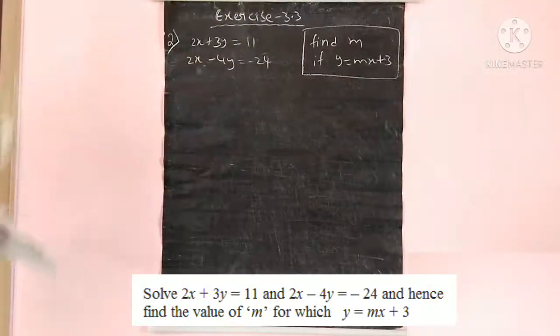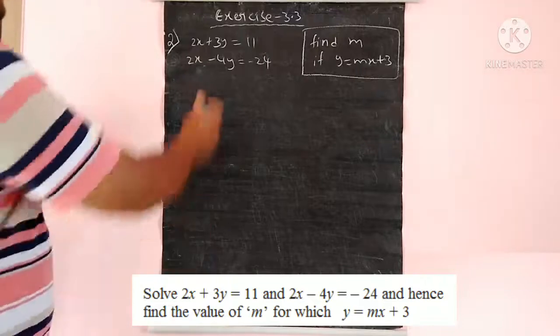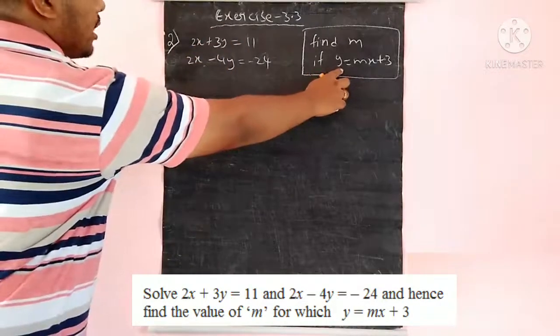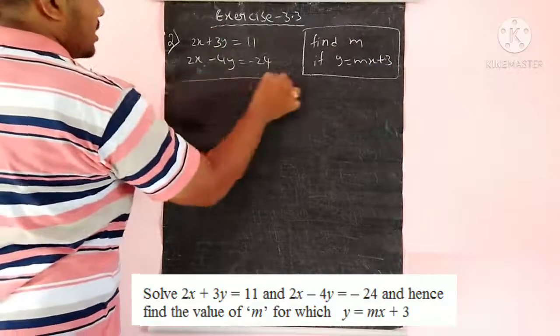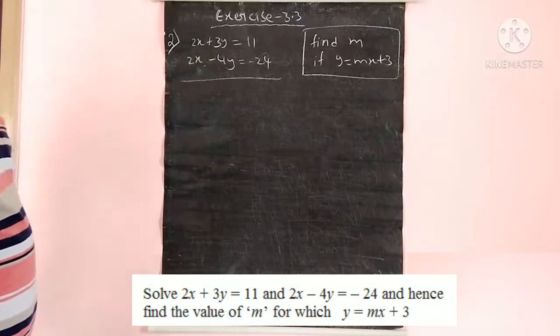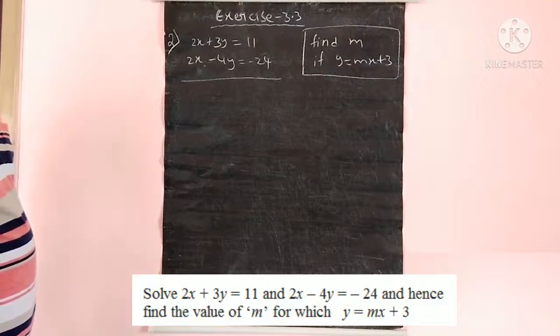The given equations are 2x plus 3y equals 11 and 2x minus 4y equals minus 24. If you solve these, we will get the x and y values. Then we can substitute in this equation and get the m value. I am going with the elimination method. Already I said, when they don't mention any particular method, you can go with any method. I already explained all three methods.